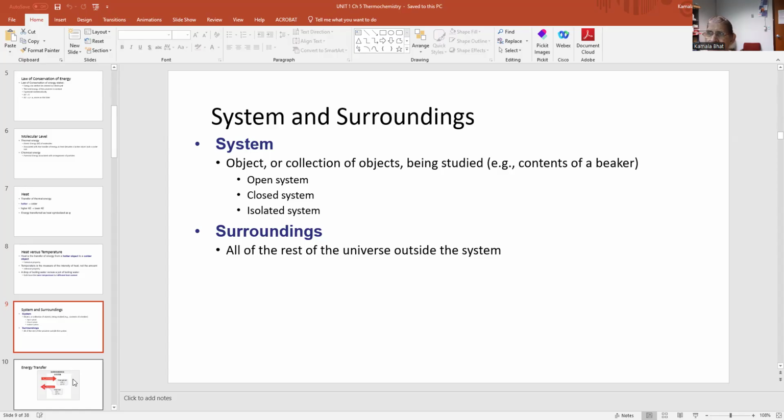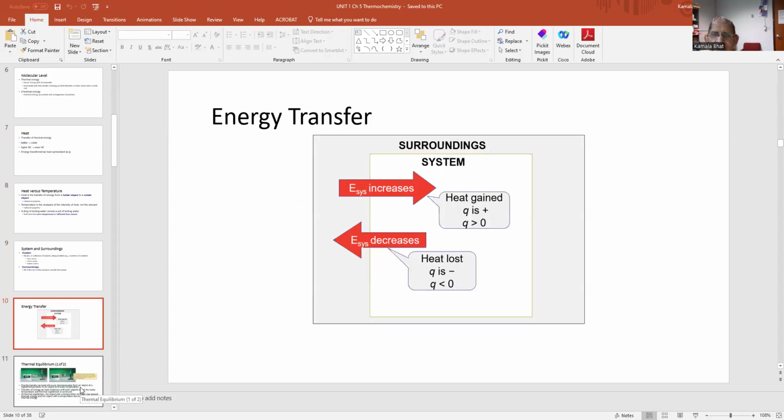But an isolated system is one where, if you take a styrofoam cup and put anything inside it and close it and do not allow any heat to come out or go in, then it's called an isolated system. Surroundings, all the rest of the universe outside the system, is considered as the surroundings. Energy can be transferred from the surroundings to the system, or can be lost from the system to the surroundings.